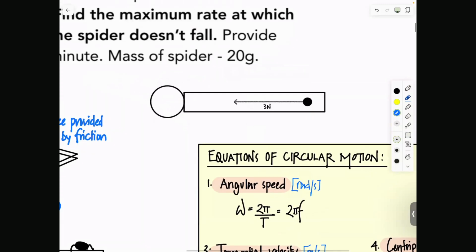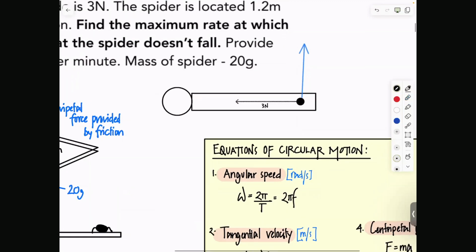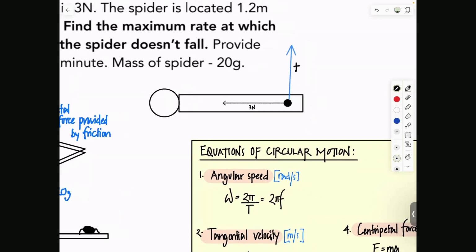So if you draw a circle here, and follow it, you'll find that the spider is actually trying to go this way. So that's because of what law? Why does the spider try to go straight? It's because of the first law, right? And this is the what velocity of the spider? The tangential velocity, right? So basically inertia takes it forwards.